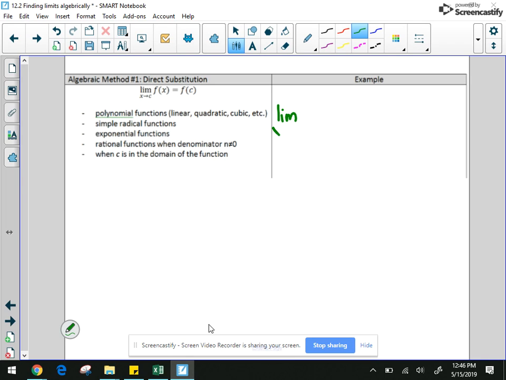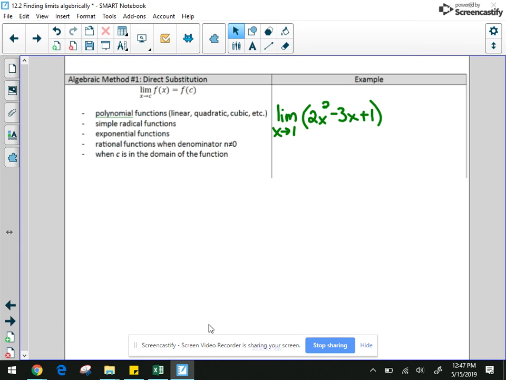The limit as x goes to 1 of the polynomial function 2x squared minus 3x plus 1. To evaluate this limit algebraically, I'm going to directly substitute a 1 in for x. I want to know what's happening as x approaches 1. I know this polynomial function is continuous, so I know whatever the value is at that point, the one-sided limits also have that value, which means my two-sided limit would exist and equal whatever the value is of that function.